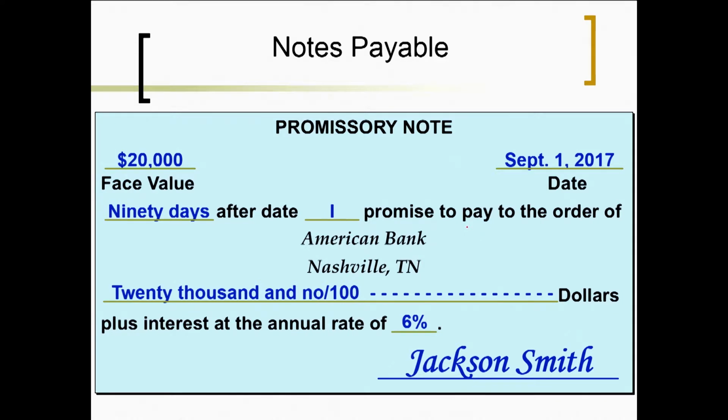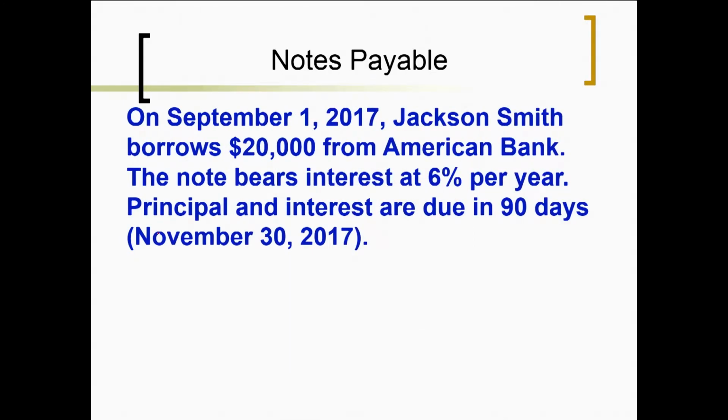This is what a promissory note looks like. Another instance of a promissory note payable would be if you take out a little short-term loan, right? Okay. So here's an example of somebody taking out a $20,000 loan that's due in 90 days at an annual rate of 6%. Let's look at a quick example. On September 1st of '17, let's say we borrow $20,000 from the bank. The interest rate is 6% per year, and it's due in 90 days.